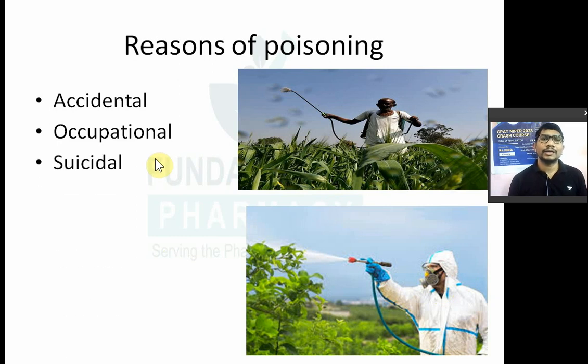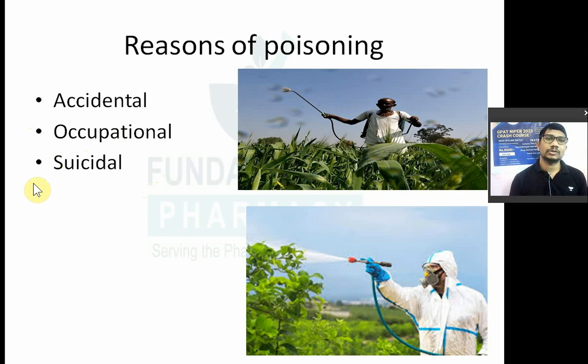Now the third kind of poisoning, the third reason for poisoning, is suicidal poisoning, with suicidal intent. So the third type of poisoning is suicidal poisoning or suicidal intake. Now this is due to suicide. So if you want to commit suicide, suppose somebody has broken your heart and you don't want to live, in that case you take poison or any poisonous substance to kill yourself.